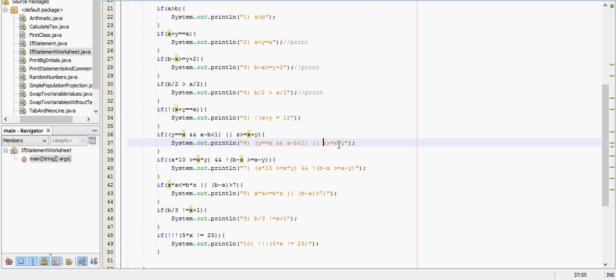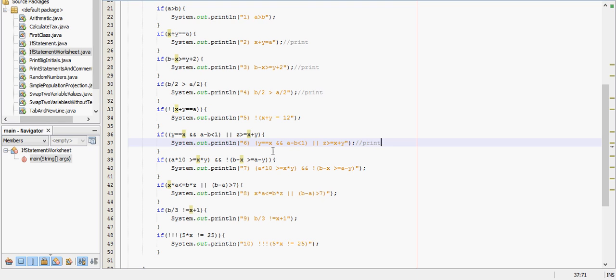So X plus Y is the same thing as 12. Z is 13. Well, 13 is greater than 12, so it's either greater than or equal to. So this will print, but just for a little bit of practice, we'll look at what's going on the left side of it, because the whole video is about practice.